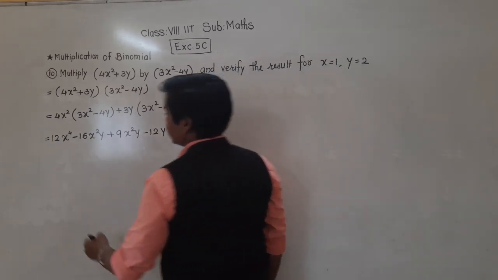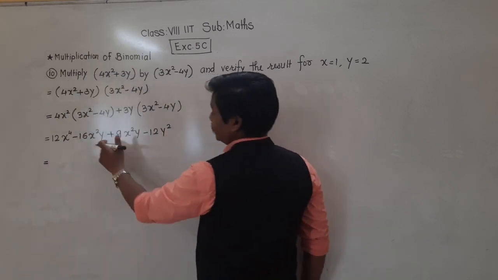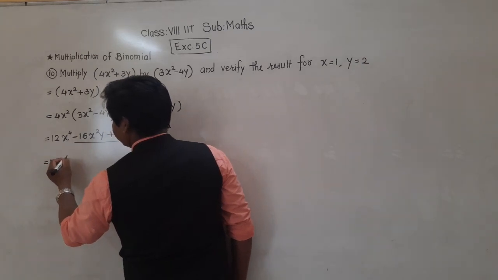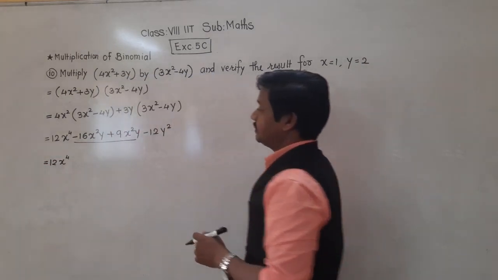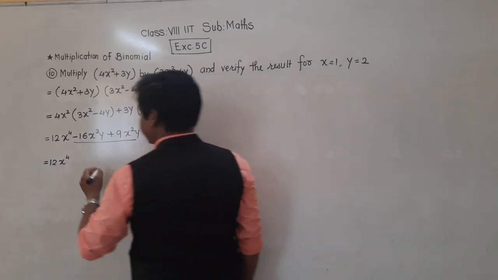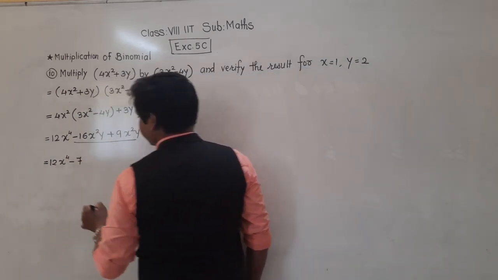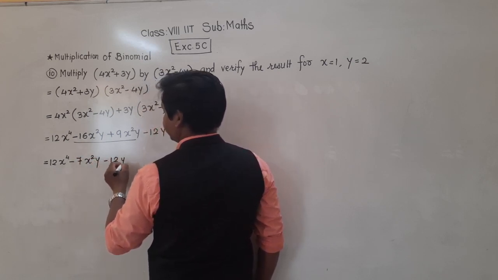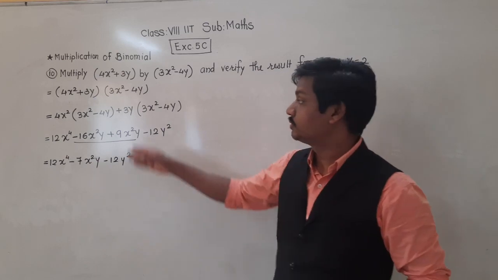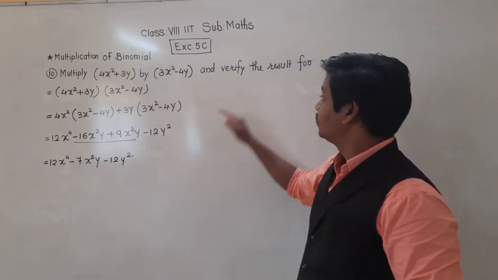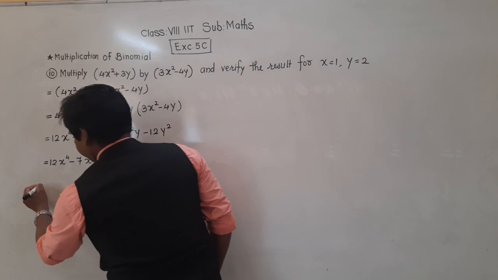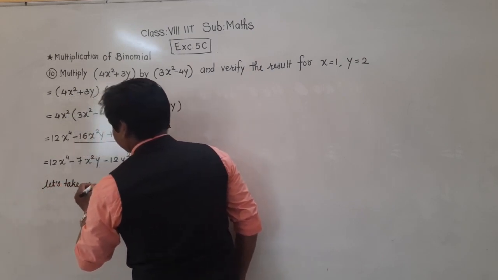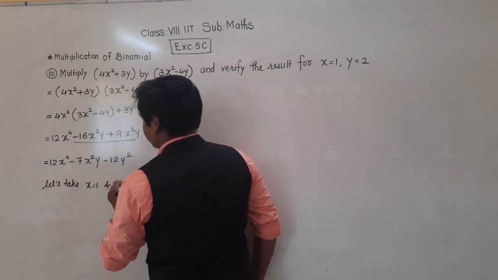Okay, and then if there are like terms, you can operate them. So 12 x raised to 4, minus 16 plus 9, minus 16 plus 9 is minus 7 x square y, minus 12y square. Finish. This is the simplified form of this multiplication. Now we have to put values. Let's say x is equal to 1 and y is equal to 2.